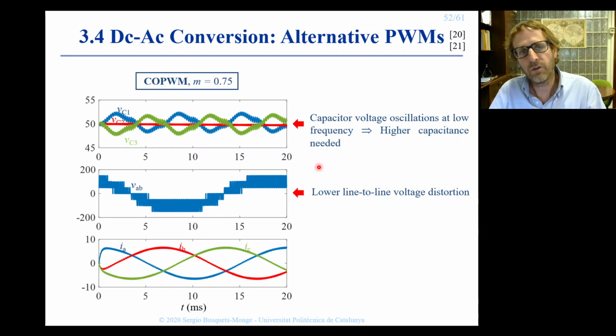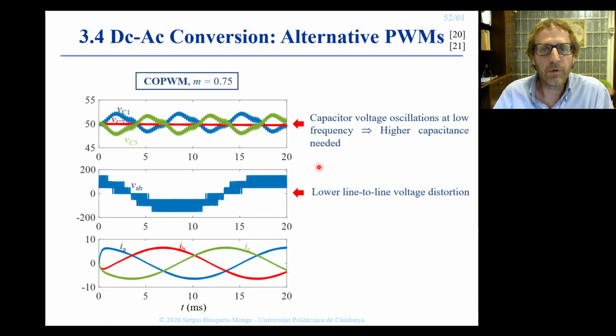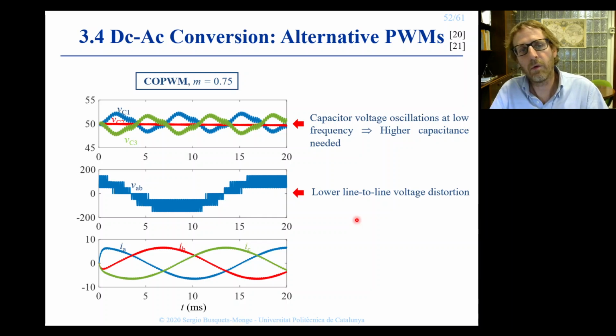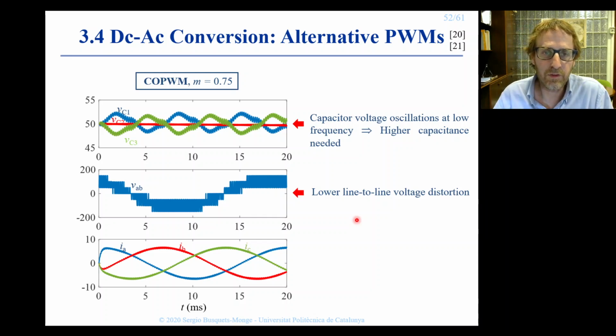But in exchange, we can improve some other performance features such as the line-to-line harmonic distortion, as we can see also in the simulation. The harmonic distortion will be lower compared to the virtual vector pulse width modulation, together with the decrease in the number of switching transitions we have seen before.